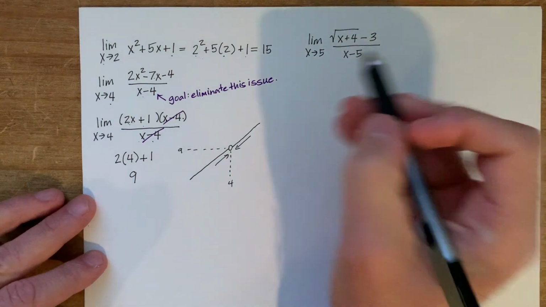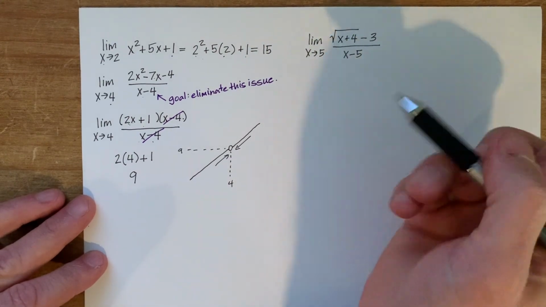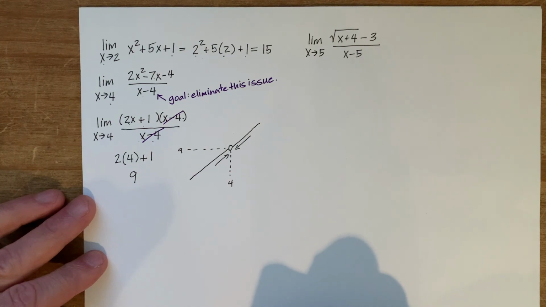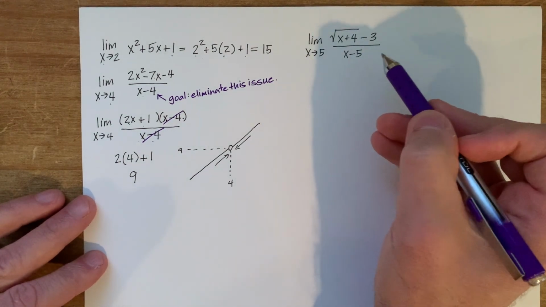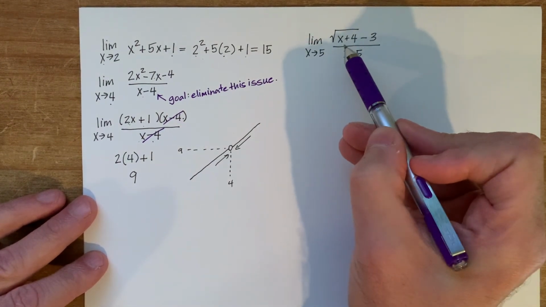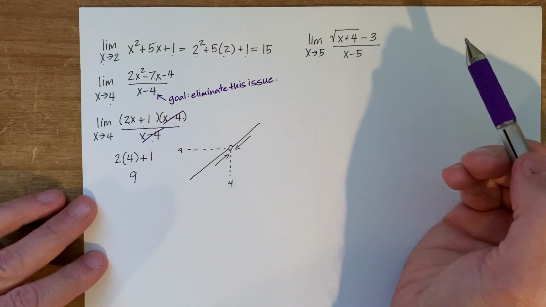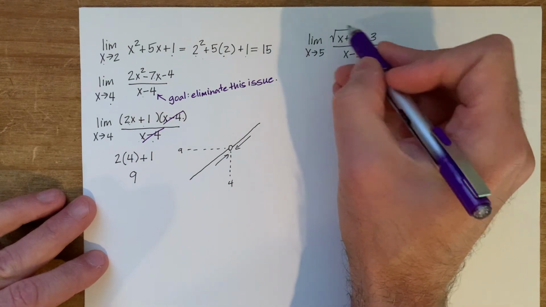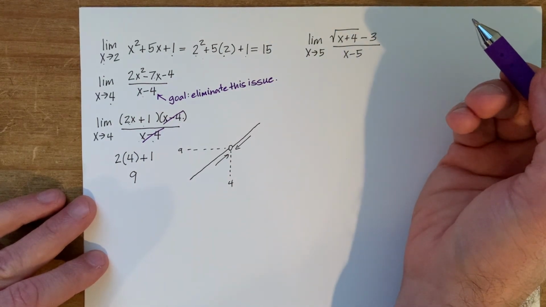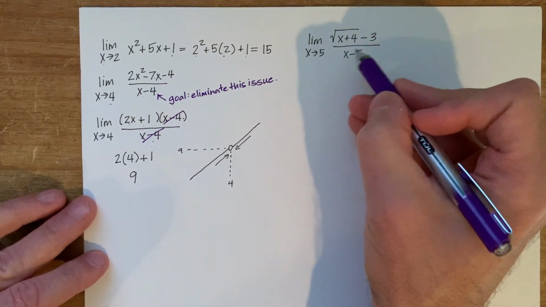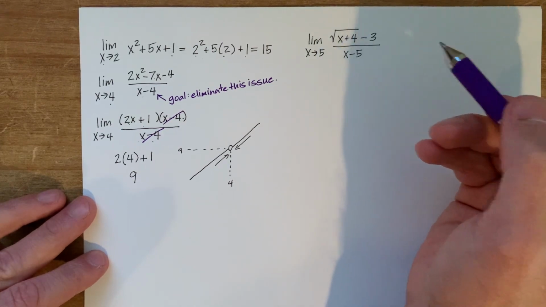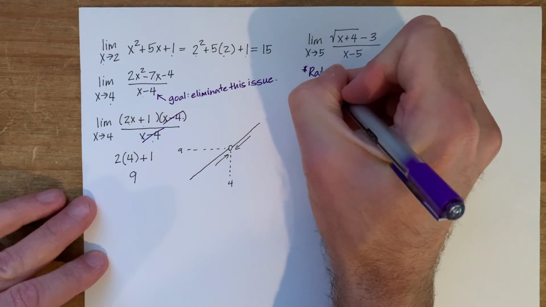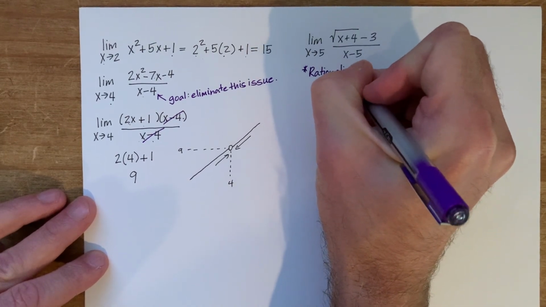Again, this is problematic because if we try and take 5, put it into the denominator, we get a denominator of 0, and we cannot do that. We can't divide by 0. So nothing really here to factor in the numerator, so we're going to have to try a different strategy. So we have a square root. Maybe if we can somehow eliminate that square root, we can eliminate the factor down here. So what we are going to do on this problem is rationalize the numerator.